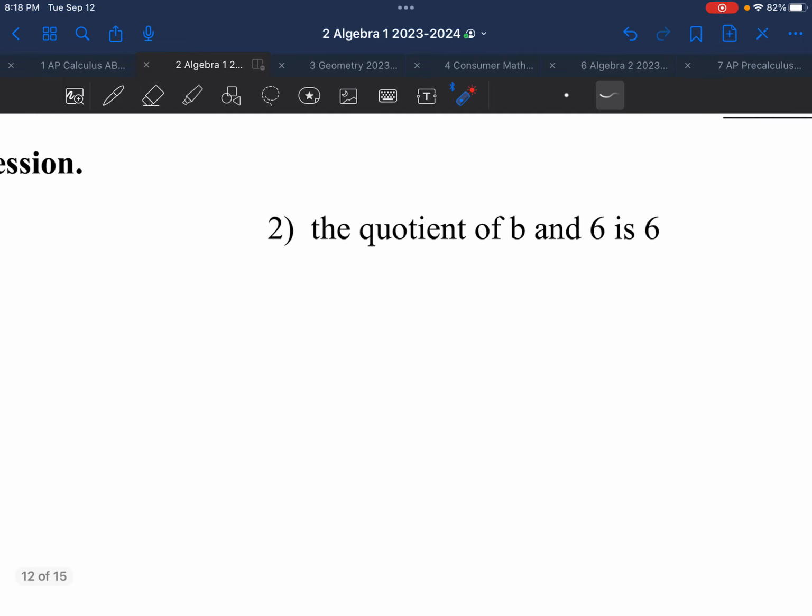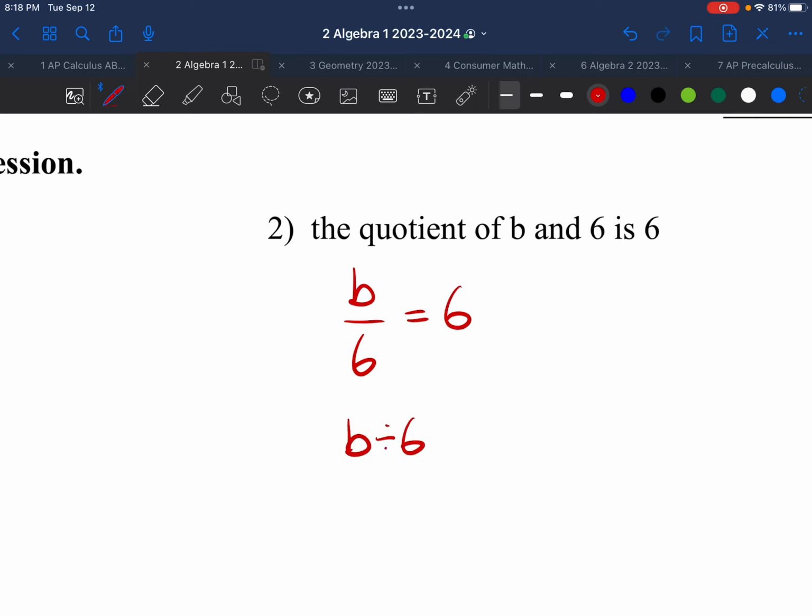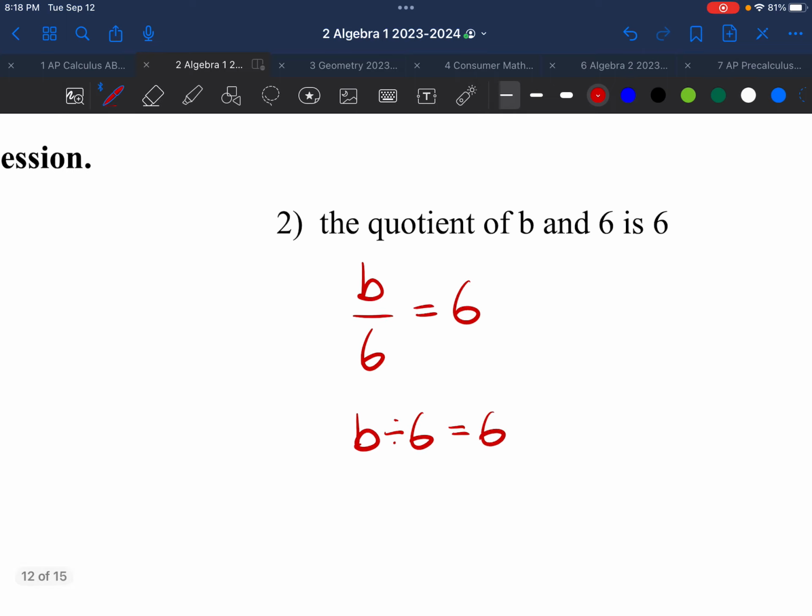And over here, notice that we have the word is. That's going to turn into an equal sign. The quotient means you're going to divide, so you can say b divided by 6, and that is 6, or you could have done b divided by 6 is equal to 6. Either of those would have been fine.